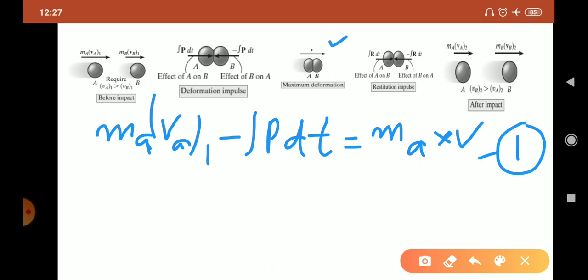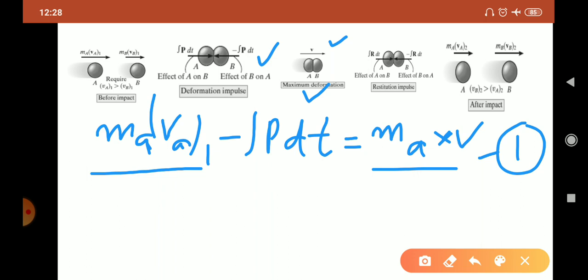So we have written down the equation, which is the impulse-momentum relation. What is happening there? Initially for mass A, there is the initial momentum ma va, because the initial velocity was va. Now there was an impulse, you can see the effect of B on A. So on A, the impulse is minus P dt. So we add this impulse, and after adding this impulse, we'll get the momentum ma v.